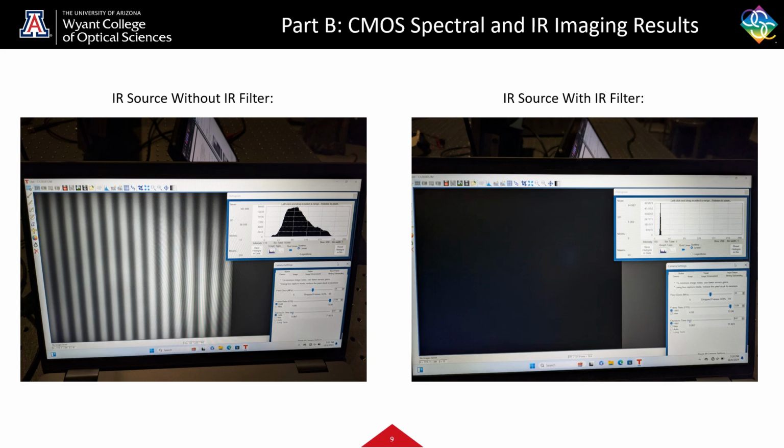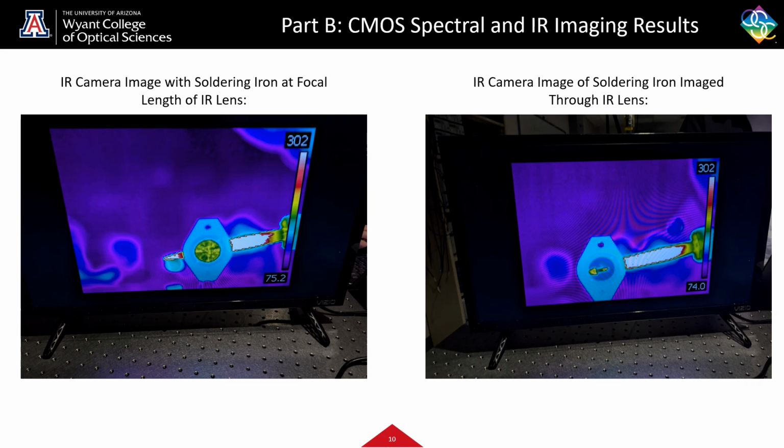Here are the results for the target card being illuminated with an infrared source. Without the filter on the left, the source is still visible and the spectrum is very broad. On the right is with the IR filter, and the spectrum is very narrow and almost no light is being imaged.